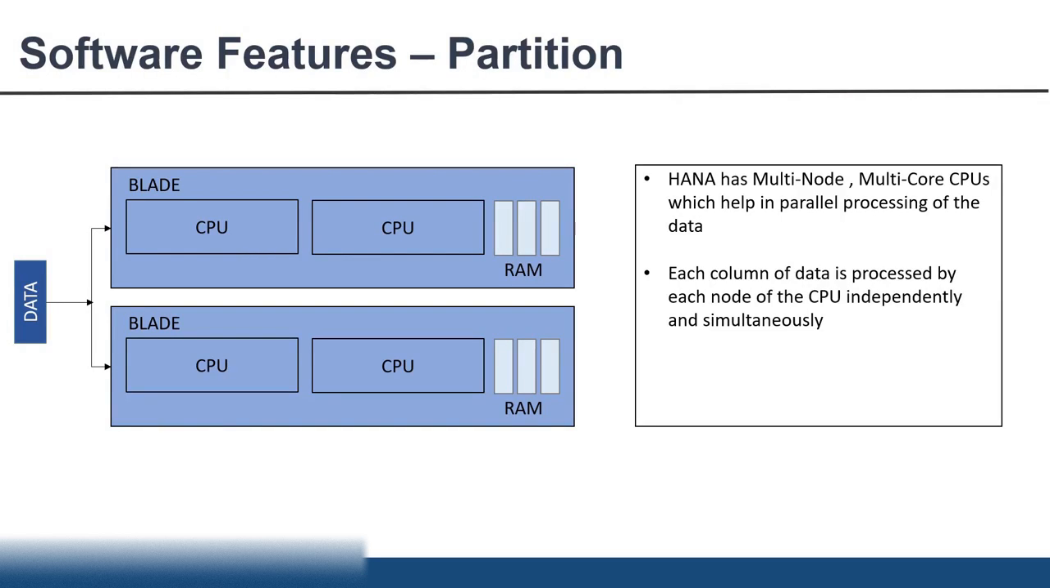The second reason is the multi-core architecture of HANA, or of the CPU. Each blade of the CPU will pick up each column of the data and work simultaneously and independently, through which you can achieve massive parallel processing. So now you can understand why HANA is so fast. It is because of the right combination of hardware and software features, and because of this, you get better performance on top of HANA.